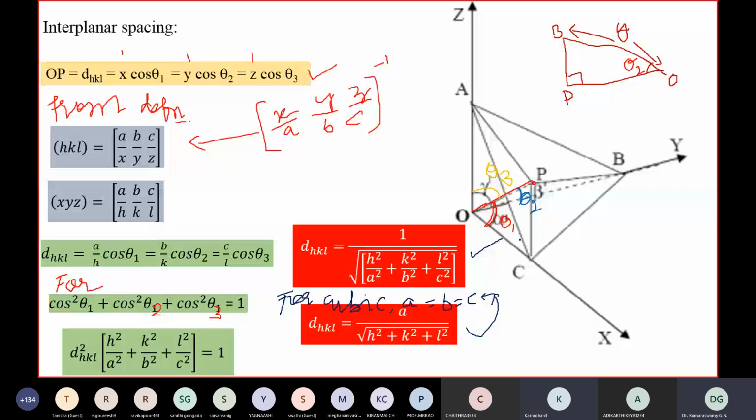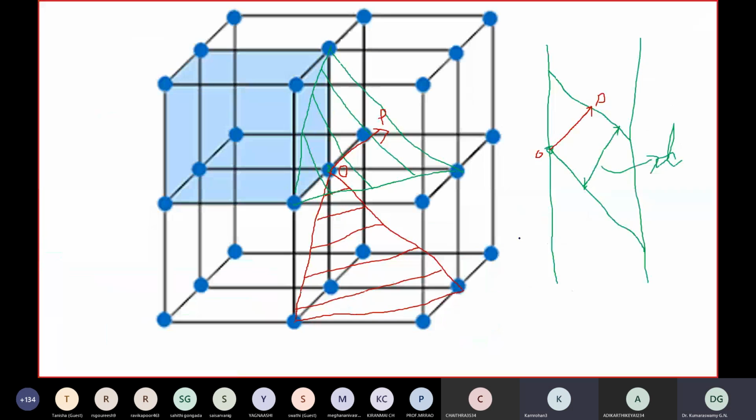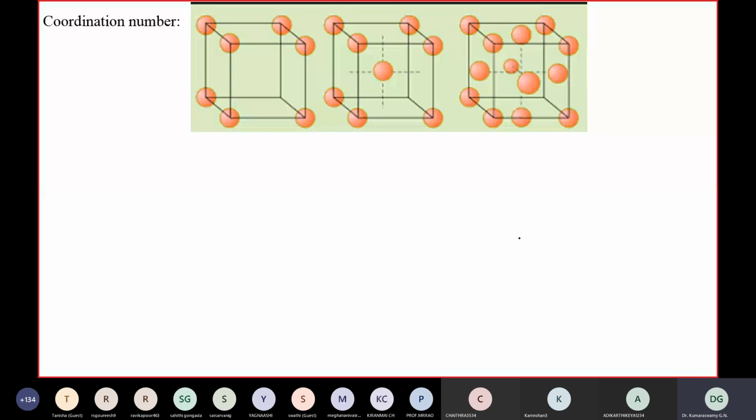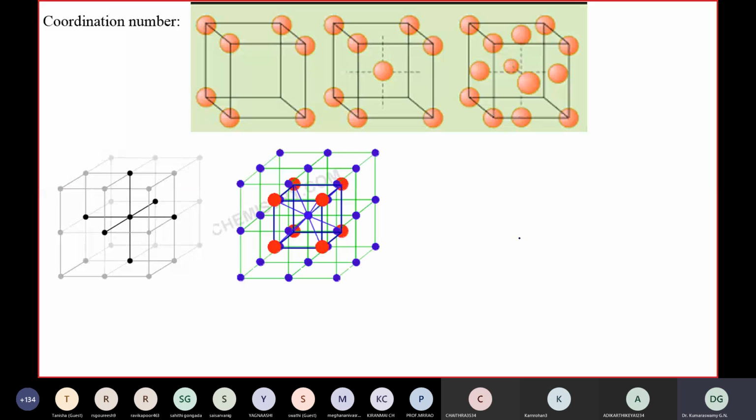Okay, sir. Understood. Any doubt till this point? No, sir. Okay, we'll move on. Fine. So this I'll leave as it is for your reference. Then next is the coordination number. What is coordination number? How do you define coordination number in chemistry?